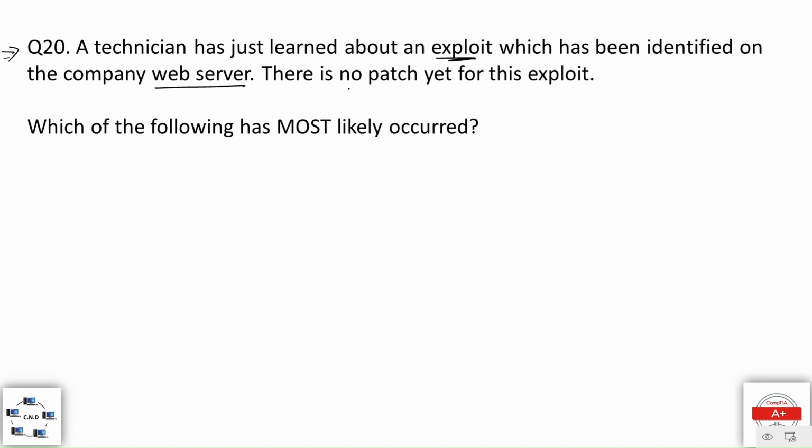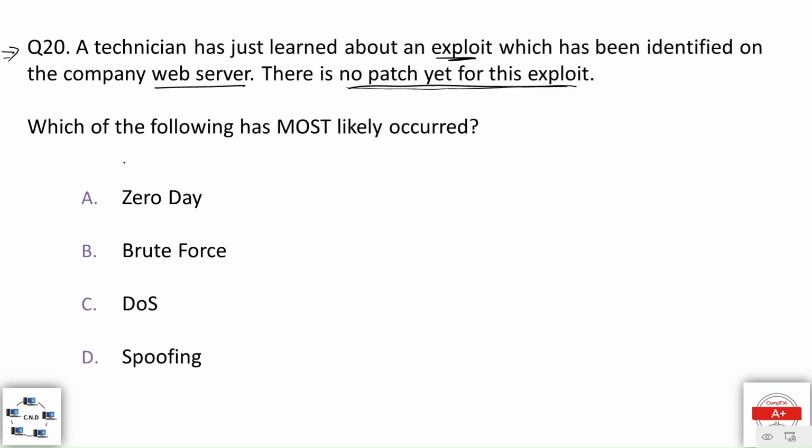There is no patch yet for the exploit. Which of the following has most likely occurred? So we have an exploit, but there is no patch available from the vendor. This type of exploit or attack is known as, options are option A 0-day, option B brute force, option C DOS or denial of service, and option D spoofing.